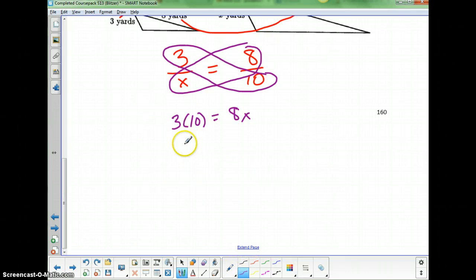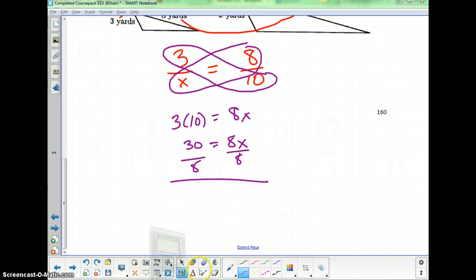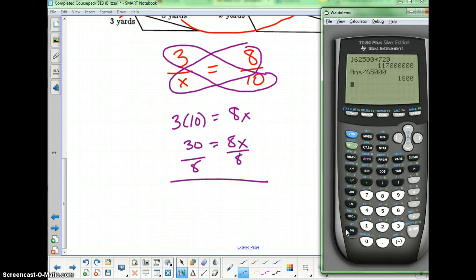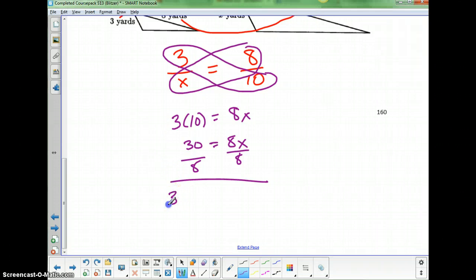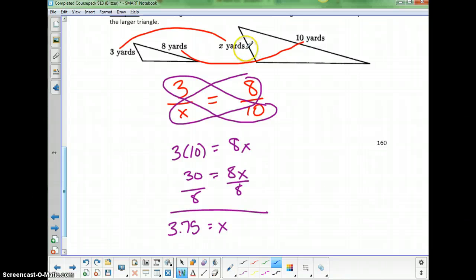3 times 10 is 30. 30 equals 8x, divided by 8. And let's go ahead and get the decimal for that. 30 divided by 8 is 3.75. So for these two triangles to be in proportion, that missing side x is 3.75 yards.